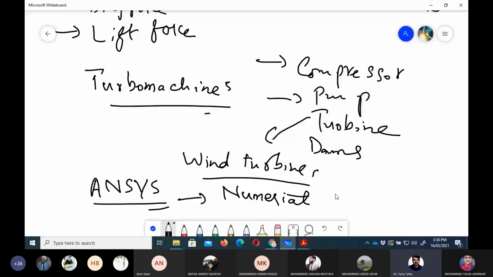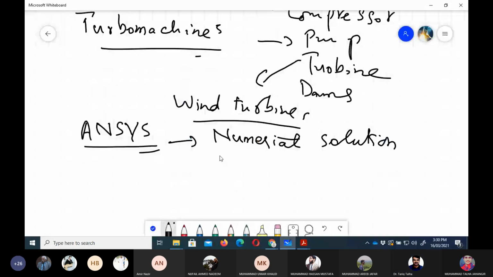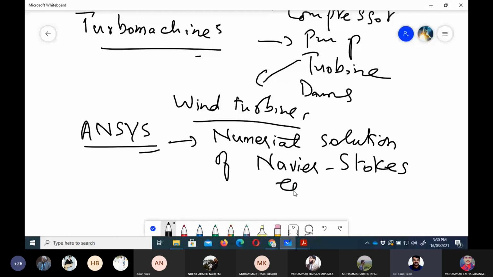Numerical solution of Navier-Stokes equation. And it is also used for stress analysis purposes. And for the fluid flow, it gives the numerical solution.